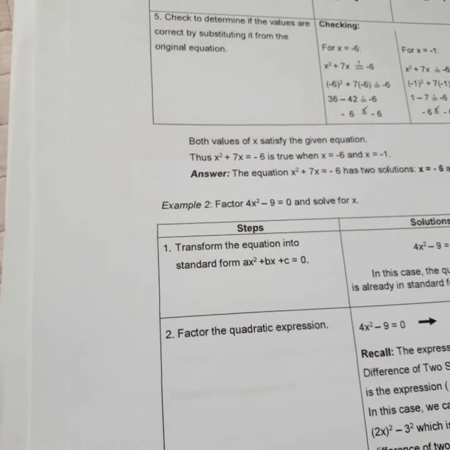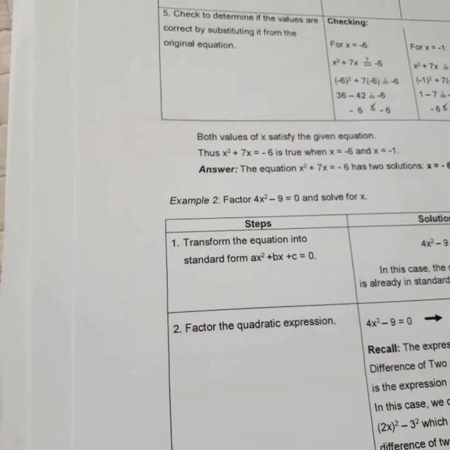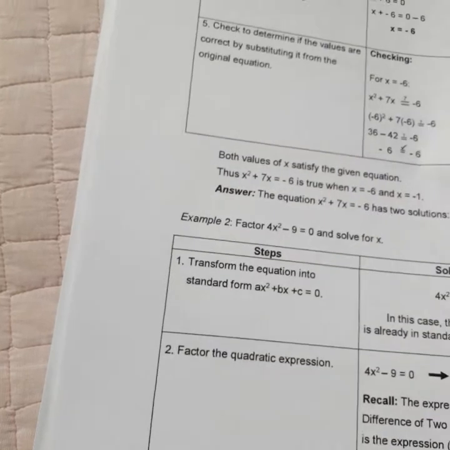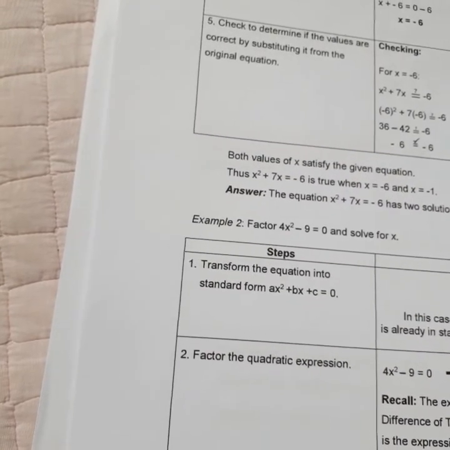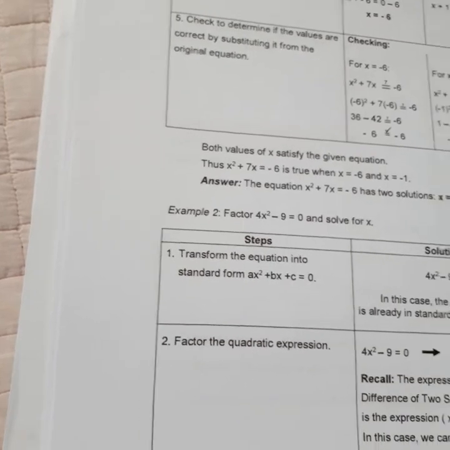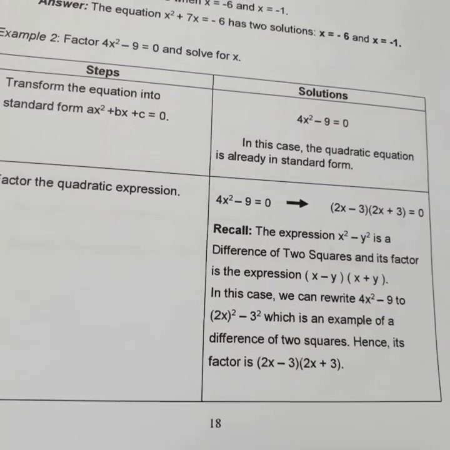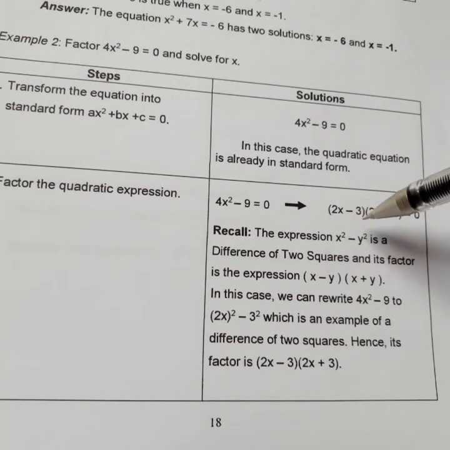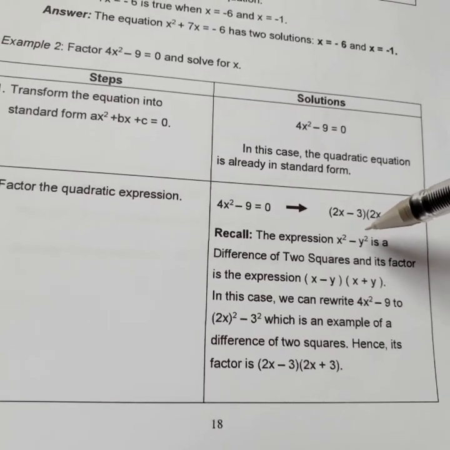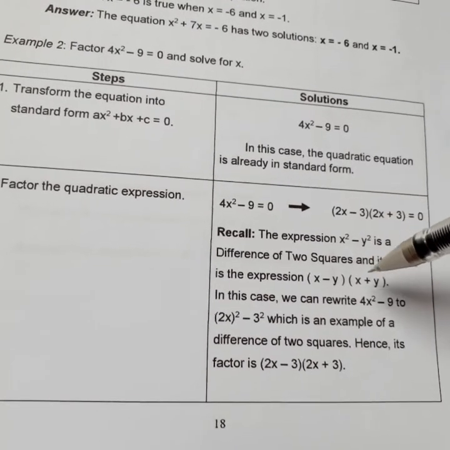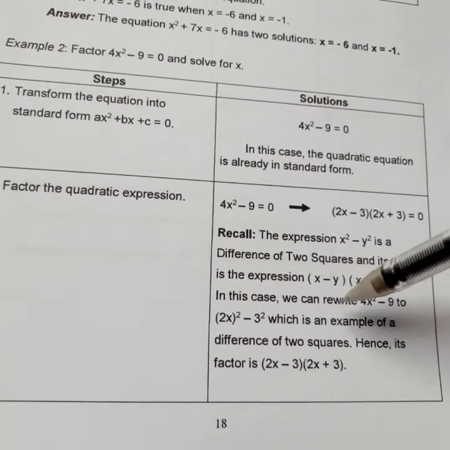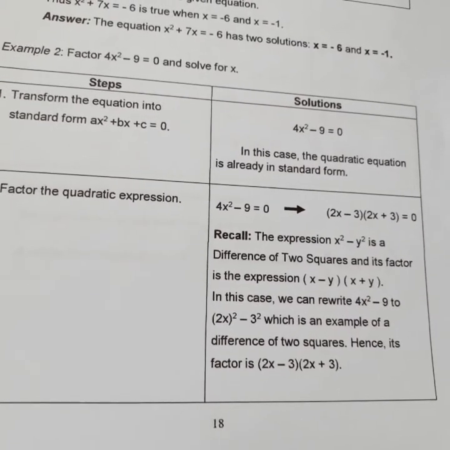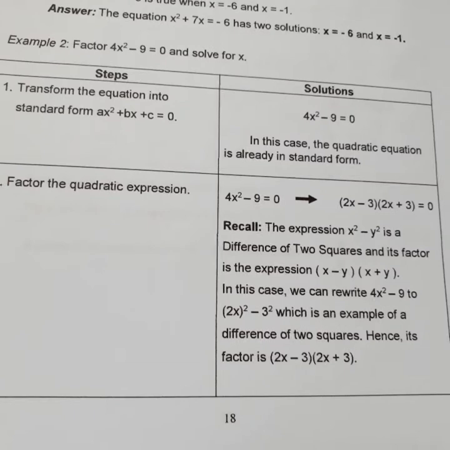Okay, next we have this one. Another example, example 2. Recall the expression x squared minus y squared is a difference of two squares and it has factors. Yes, in this case we can rewrite it, which is an example of a difference of two squares. Hence, its factors are shown. Okay, that's it.